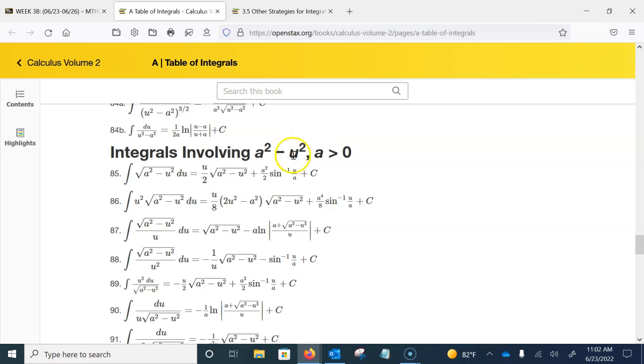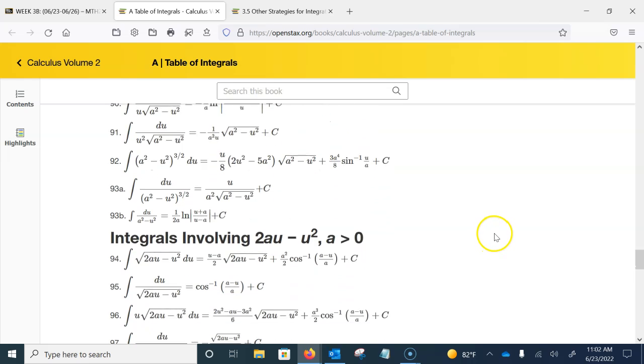And notice here I've got a squared minus u squared. We also looked at this form, albeit underneath a radical when we did trig substitutions. Okay, so this is a little bit more general, but a lot of these actually have radicals in them. So many of these we actually looked at in homework in a previous section.